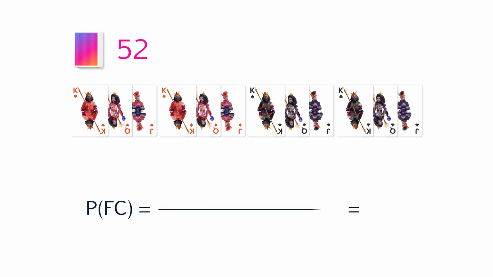Like before, the number of possible outcomes is 52, because there are 52 cards in a standard deck of cards, which is your sample space. Each suit has 1 king, 1 queen, and 1 jack. There are 4 suits in total.